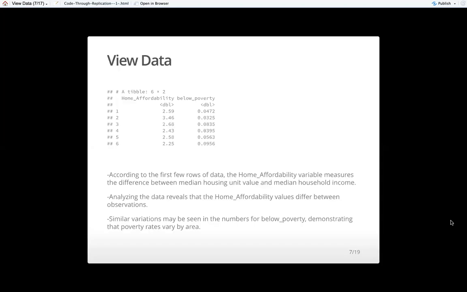So according to the first few rows of data listed above, the home affordability variable measures the difference between median housing unit value and median household income. Analyzing the data reveals that the home affordability values differ between observations. Similar variations may be seen in the numbers for below poverty, demonstrating that poverty rates vary by area.